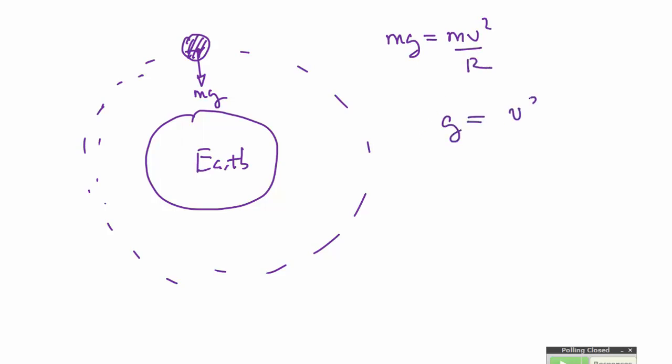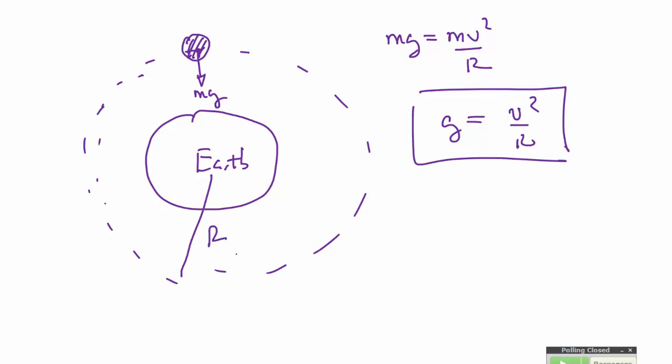Now, a typical example is, this is our giant Earth, and this is a satellite in orbit around the Earth. Now, the only force acting on this satellite is what? Gravity, which is the weight of the satellite. And therefore, the centripetal force, mg, will be equal to mv squared over r. Therefore, the acceleration due to gravity in orbit is just v squared over r, where r is the radius of the orbit. You understand that, right?